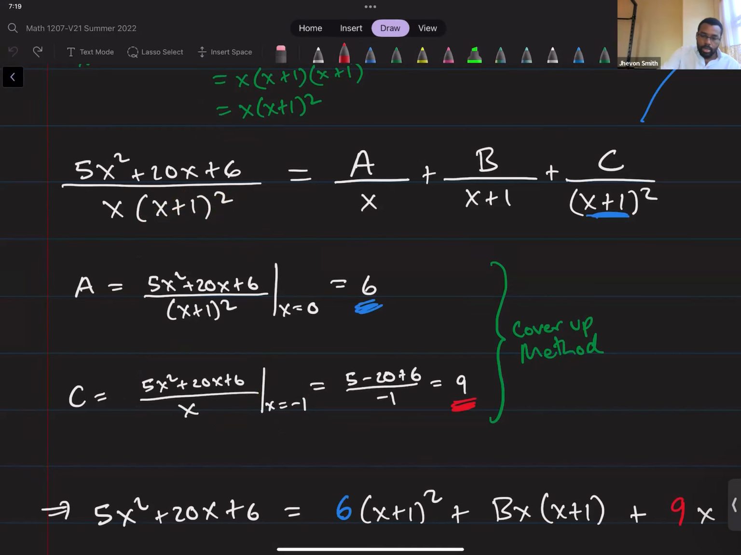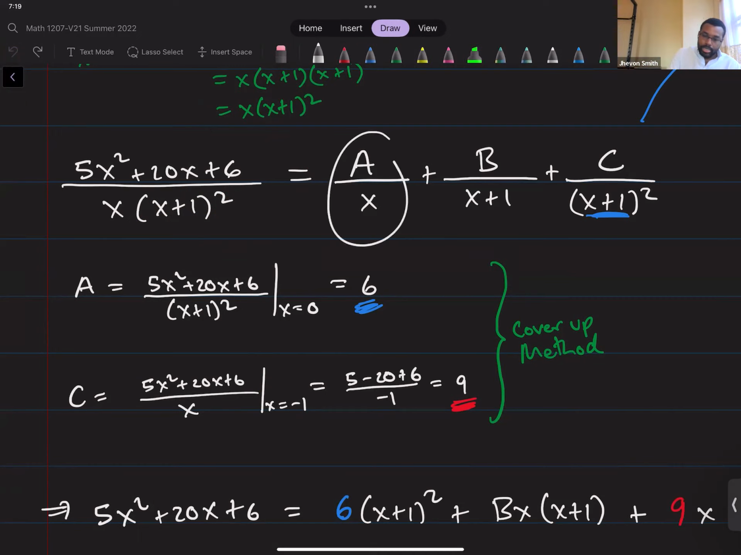So that's how the cover-up method works. You go to the original, you cover up the denominator, you plug in what would have made that denominator 0. That's going to give you the coefficient. This works for non-repeating linear factors.